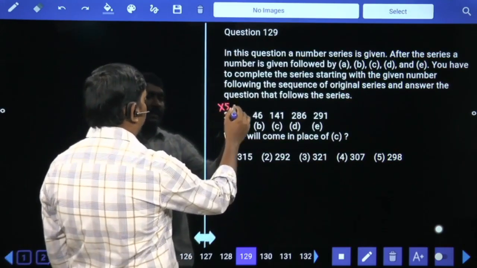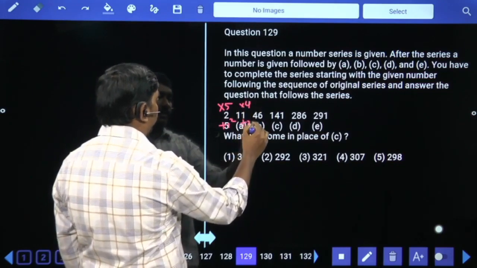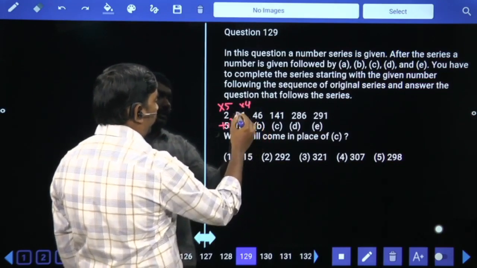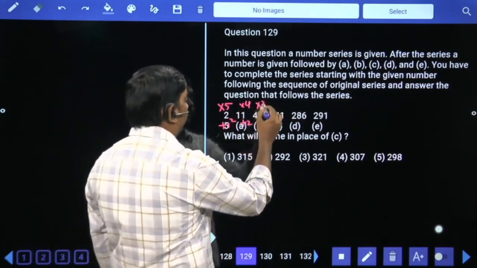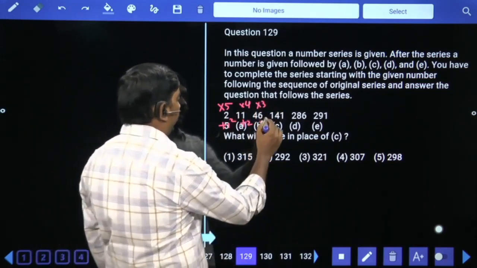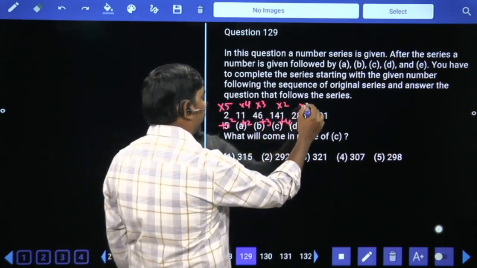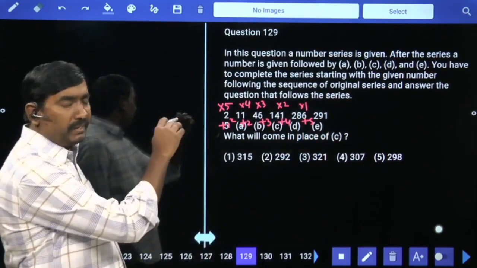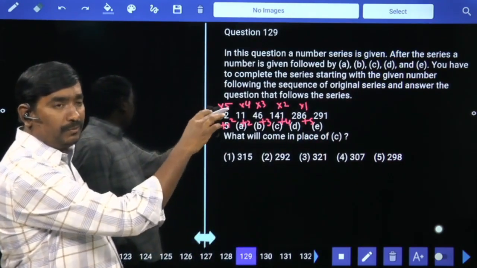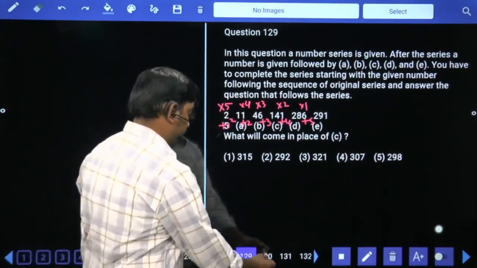Next. Into 5 plus 1, into 4 plus 2, into 3 plus 3, into 2 plus 4, into 1 plus 5. Multiplier in descending order: into 5, into 4, into 3, into 2, into 1. Plus 1, plus 2, plus 3, plus 4, plus 5.